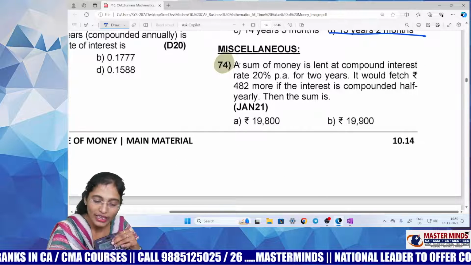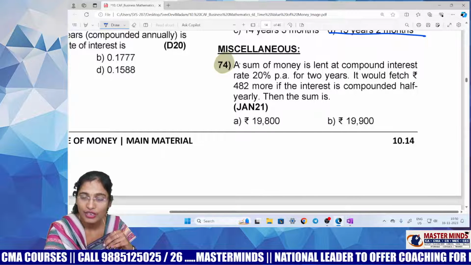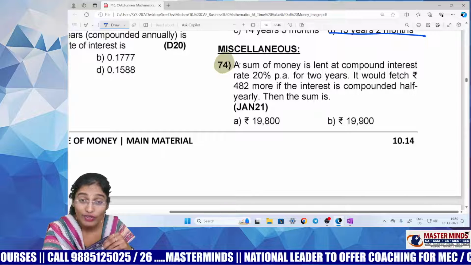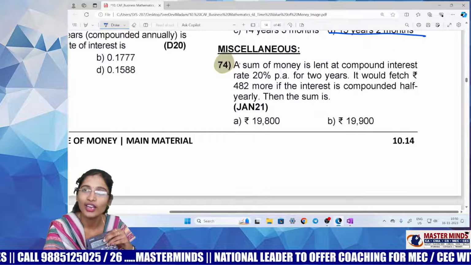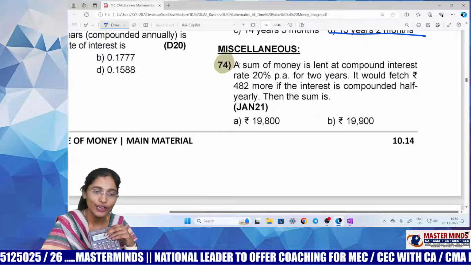A sum of money is lent at compound interest at the rate of 20% for 2 years. It would fetch 482 more if the interest is compounded half yearly. That means if you give half yearly, you get 482 more than yearly.